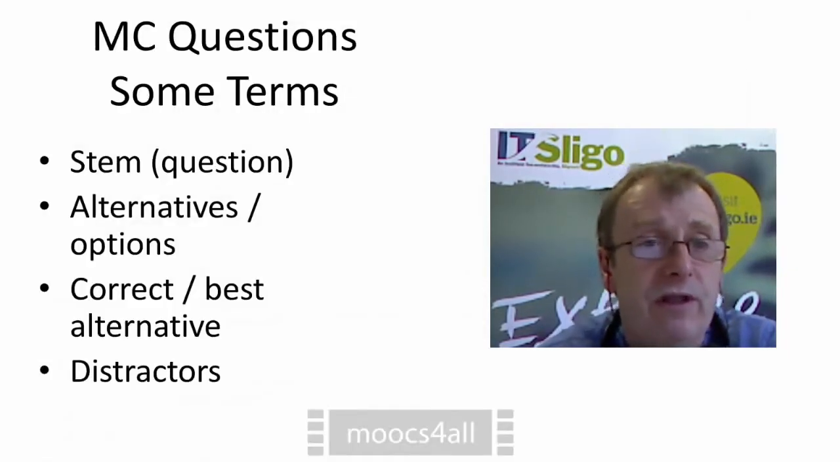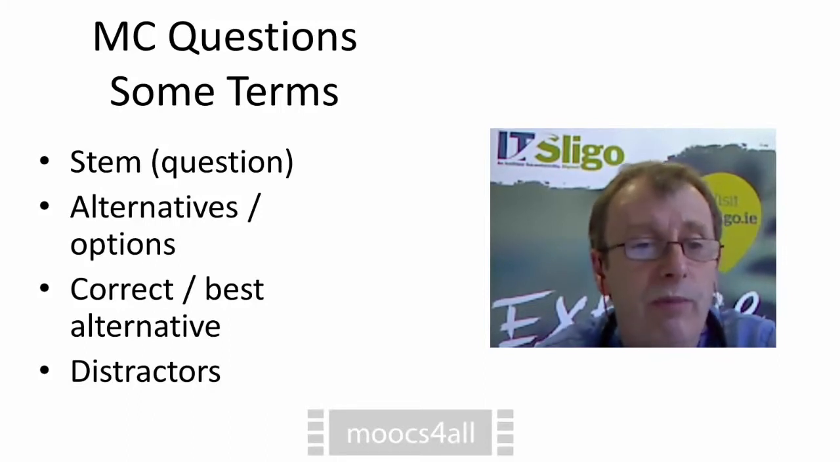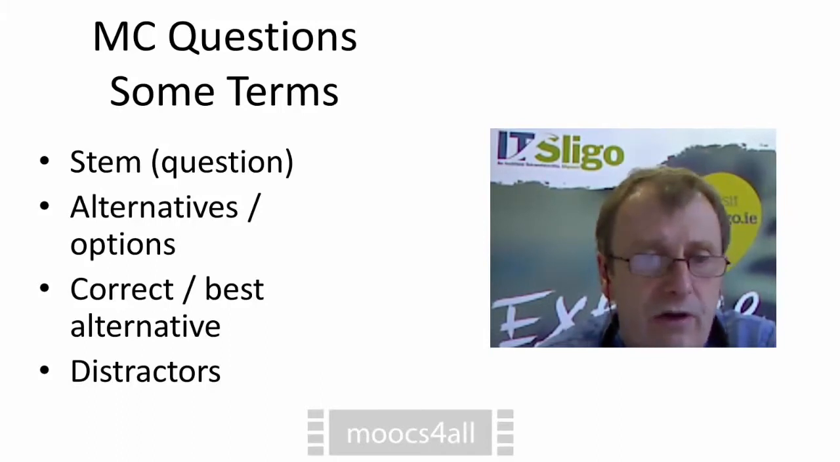Let's have a look at some terms that are used in multiple choice questions. The question that's posed to the student is called the stem. Often it's not a question, by the way. Often it can be a partial sentence which is completed later in the question. What the learner selects from are called the options or the alternatives. Not all of them are correct. One or more may be correct, depending if it's a multiple choice quiz or a multiple response quiz. In a multiple choice question, the one that they're awarded marks for would be the correct or best alternative. And the ones that they don't get marks for are called the distractors.